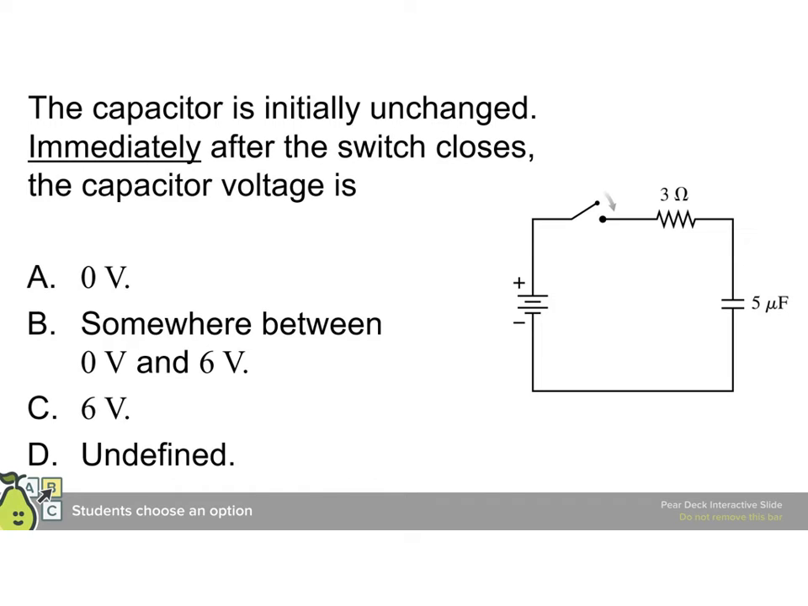All right, this capacitor is initially uncharged. Immediately after the switch closes, the capacitor voltage is which of these values? Well, immediately after the switch closes, there's no time. The charge is like, oh, I really want to go, I want to pick up charge, but it takes time for charge to move from the battery to the capacitor. So immediately after, there is no voltage across the capacitor. It is uncharged, and V equals Q over C.